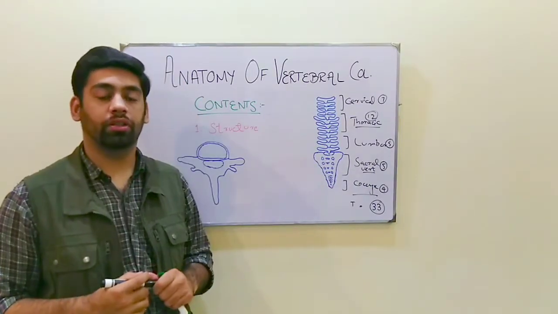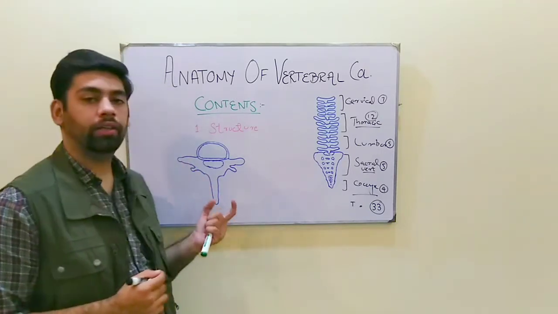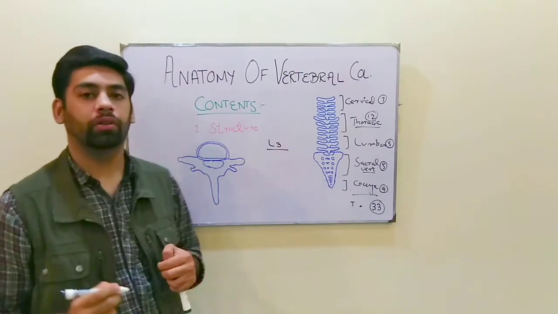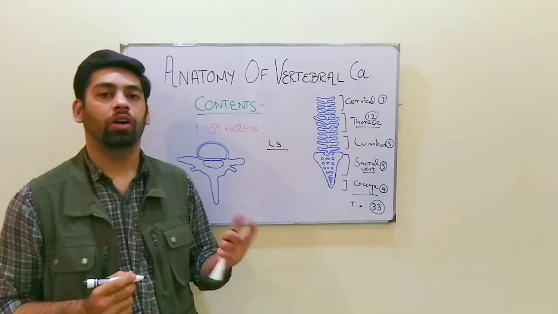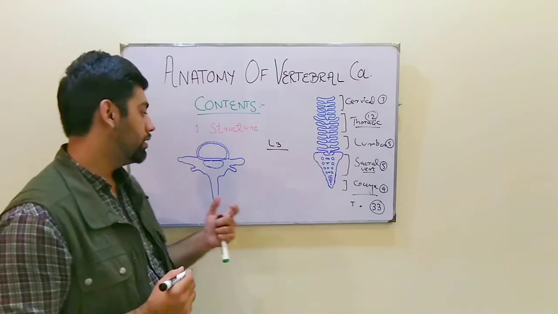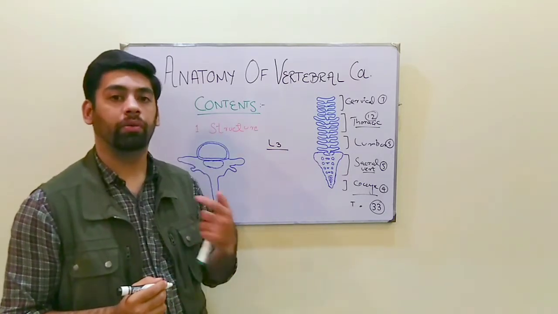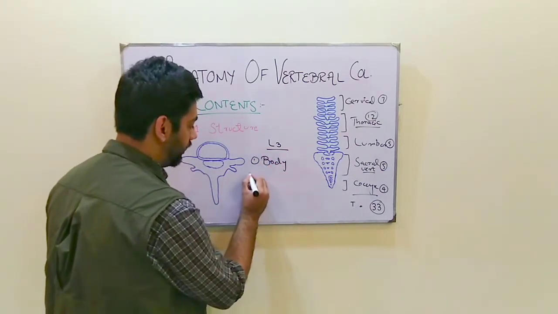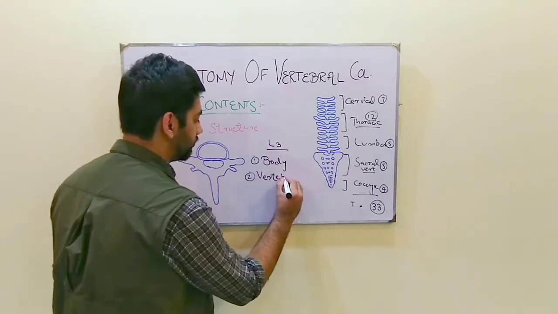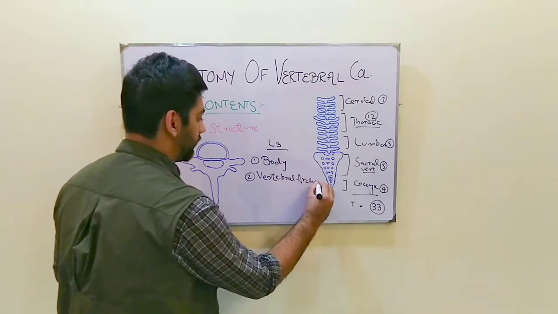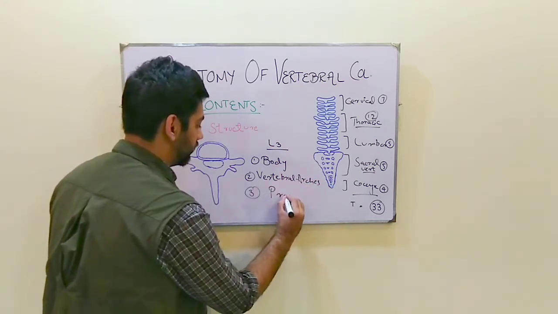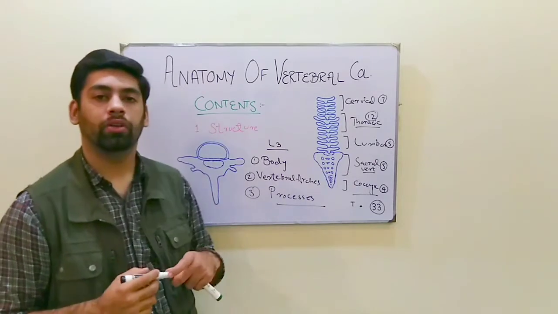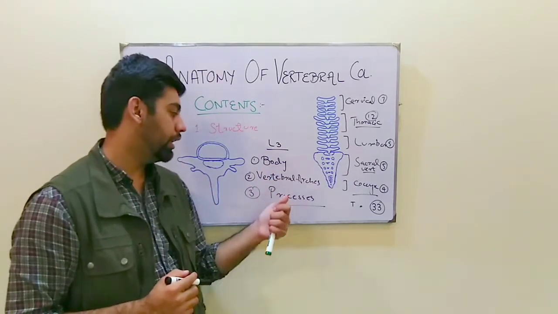Now talking about the structure of one specific vertebra, I have drawn here the lumbar vertebra L3. The basic structure of vertebrae is the same, but there are slight alterations at the different levels of the vertebral column. So talking first about the basic structure of a vertebra. The vertebra always consists of a body. Then there are the vertebral arches. And then there are the processes. Each vertebra consists of these 3 parts: the body, the vertebral arches, and the processes.